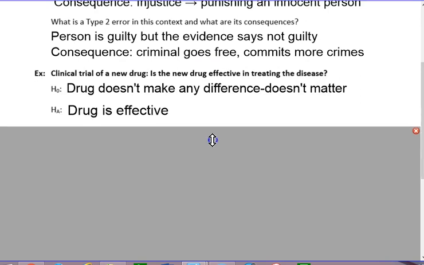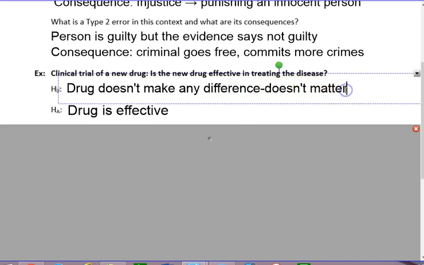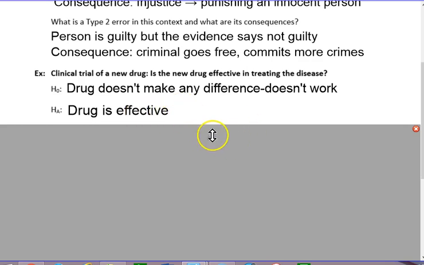Okay, so let's look at the next example. In a clinical trial of a new drug, is the new drug effective in treating the disease? So the null hypothesis would be the drug isn't effective. It doesn't make any difference. It doesn't work. Here the alternative is the drug is effective. So that would be what we're trying to find evidence for, that the drug is effective.